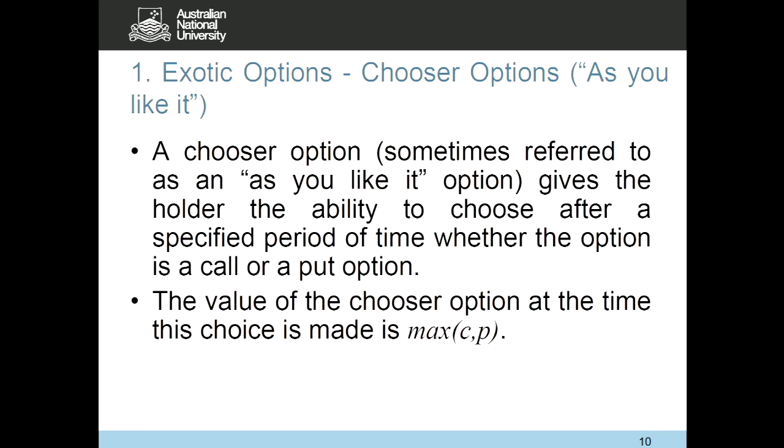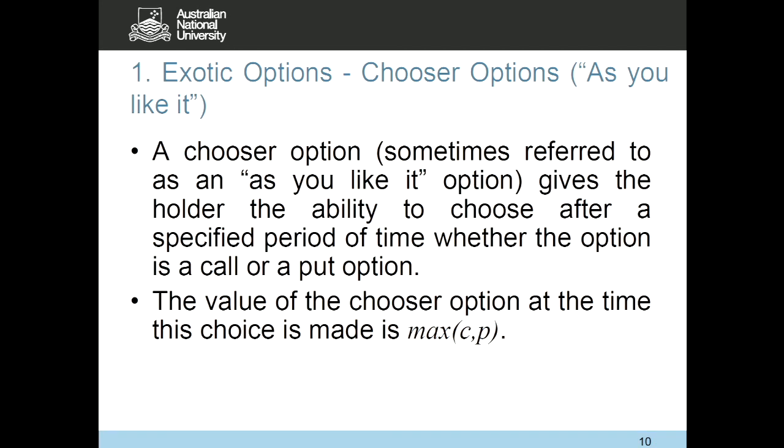Okay, so speculators are more likely to purchase a chooser option. For example, if a speculator bought this option and a few months later sees what's happening with the underlying asset price, either the call or the put will be worth more than the original option they have purchased.